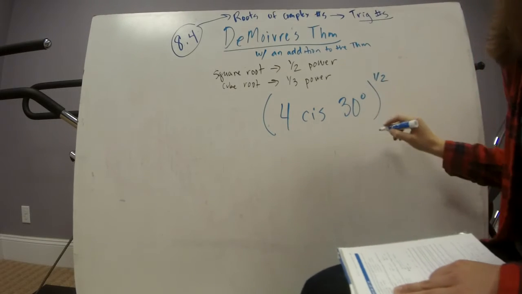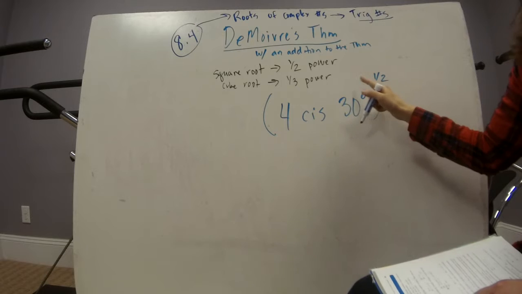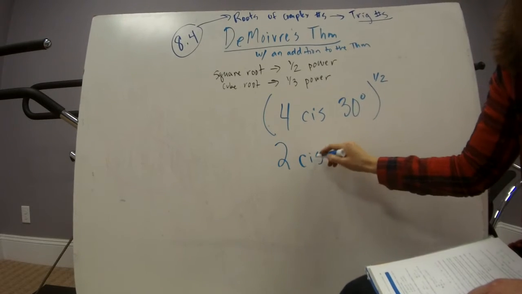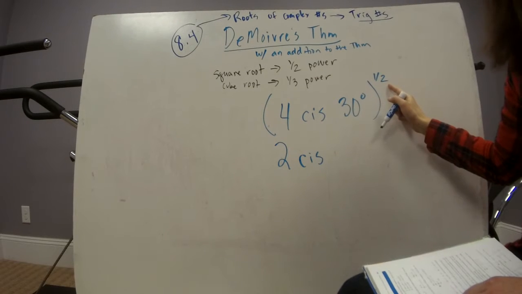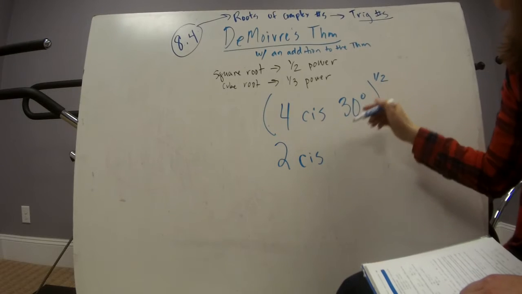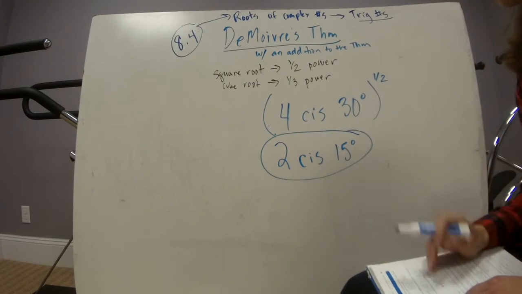All right, because you still do 4 to the 1/2 power, right? Which is a root, so the square root of 4 is 2. And you actually still do take 30 times a half, right? So when we're doing de Moivre's theorem, we take this to that power, and we take this times that. So that's 15 degrees.